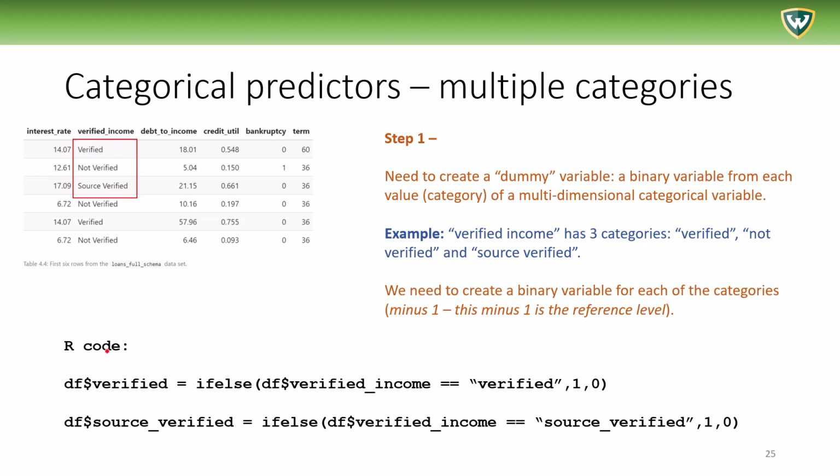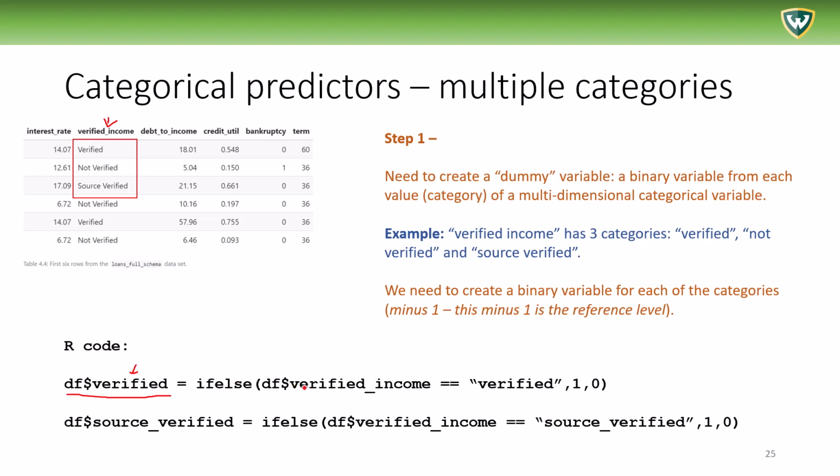And I put the R code here, so this will be good for you to remember. How do you create this dummy variable? You can use an if-else statement. The new variable is just going to be called verified. This is a little bit confusing because the whole attribute is called verified income, and one of the levels is called verified, but I hope you can understand it. So one new dummy variable is going to be called verified. Here df is the data frame, which is what we get when we load the data set into R, and this is the new attribute of the data frame.